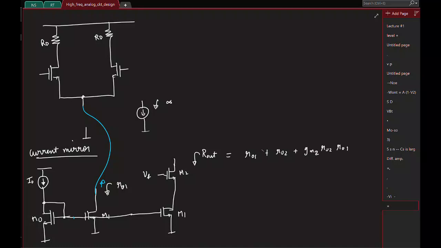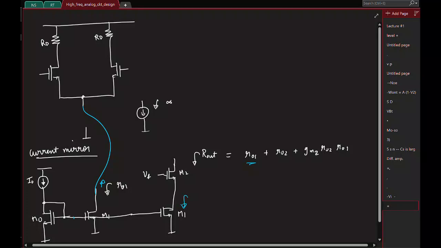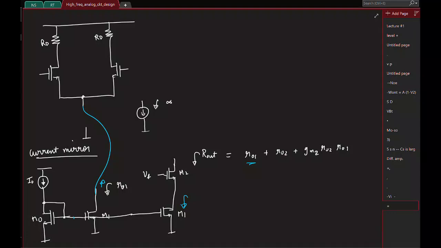I took M1 and M2 as the same. Oh, okay, I got the factor of 2. Yeah. So this is the exact expression. It's easy to remember, right? The first term is whatever resistance you have down. The second term is basically the R0 of the transistor you have here, plus the intrinsic gain of this guy times whatever resistance you have here at the bottom.